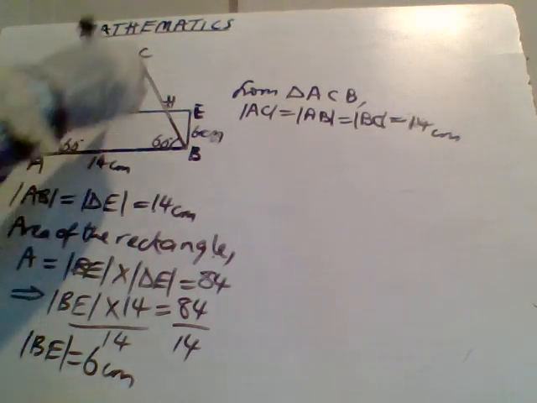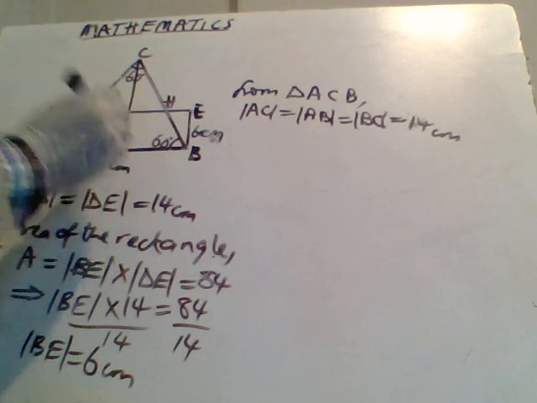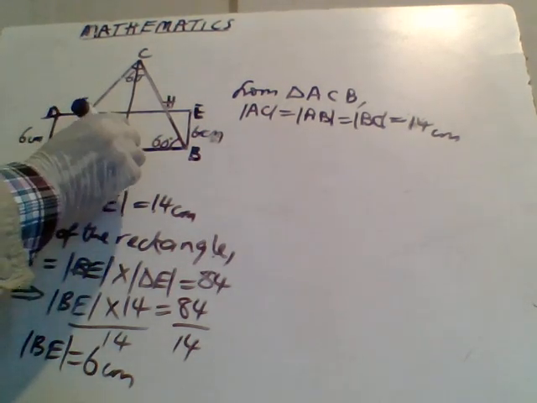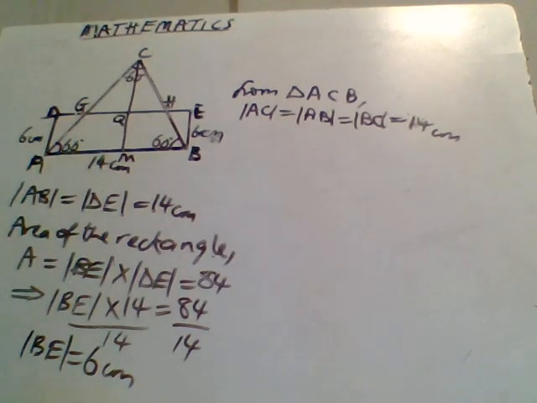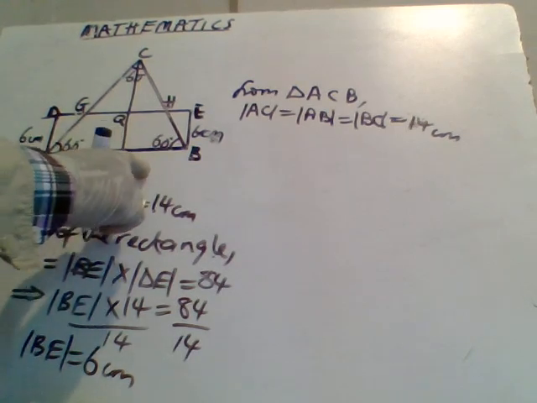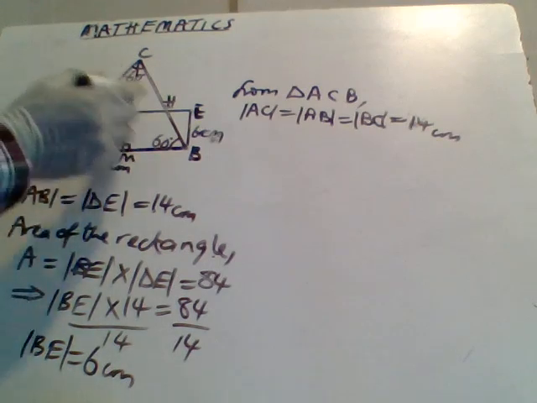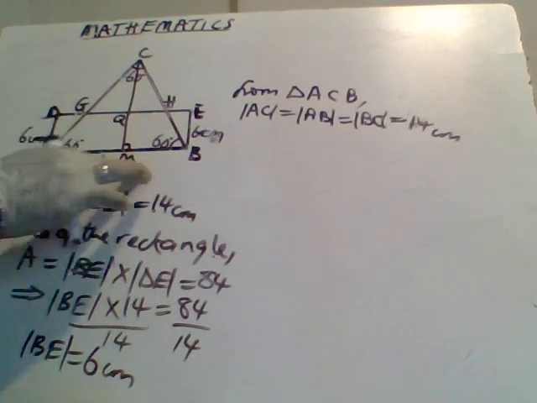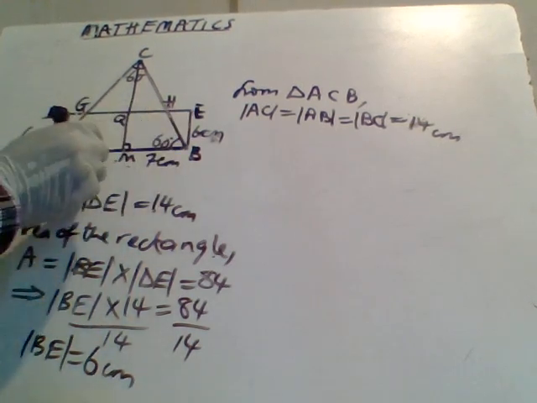So all we need to do is to draw a perpendicular line from C to this point. We call this point M, and we can call this point Q. Once we have done that, you notice that because line CM is an angle bisector, BM is equal to AM, which means here will be 7 cm, here will also be 7 cm.